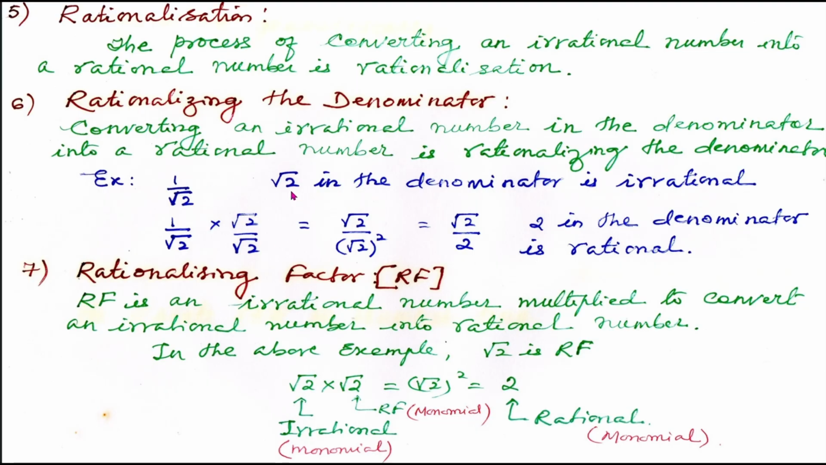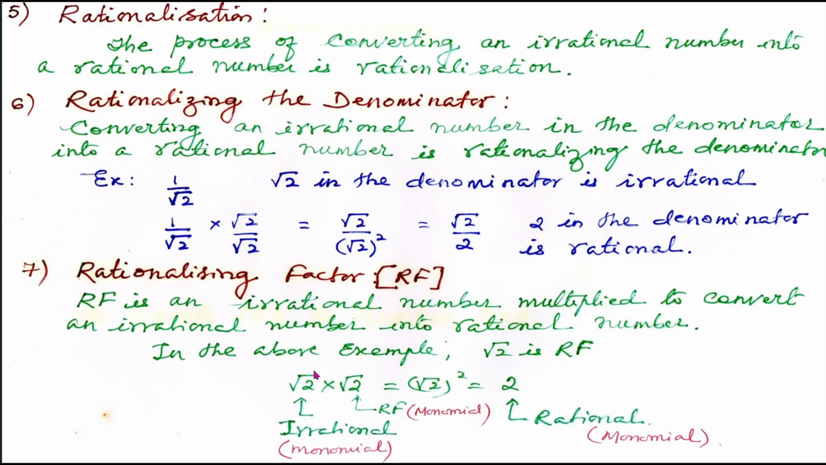But the root 2 which we have multiplied to root 2 in the denominator is called a rationalizing factor. So the rationalizing factor is also an irrational number. When multiplied to the given irrational number, we get a rational number. Again I will repeat: the rationalizing factor is an irrational number multiplied to convert an irrational number into a rational number. Now root 2 into root 2: if root 2 is an irrational number, then the other root 2 is what you call the rationalizing factor. So this is the rationalizing factor of this, or this is the rationalizing factor of this. On multiplication we get 2.